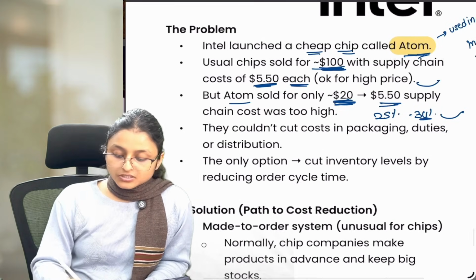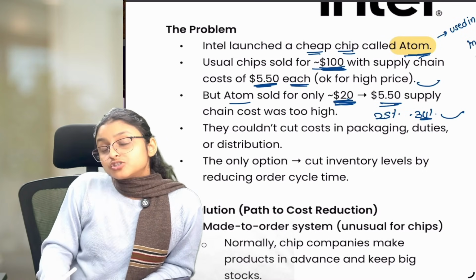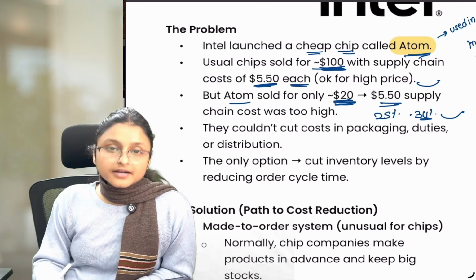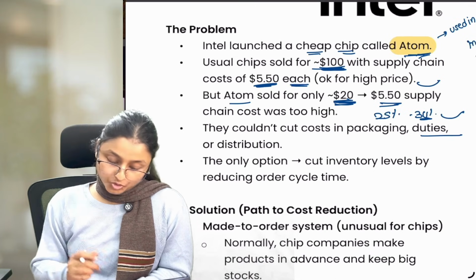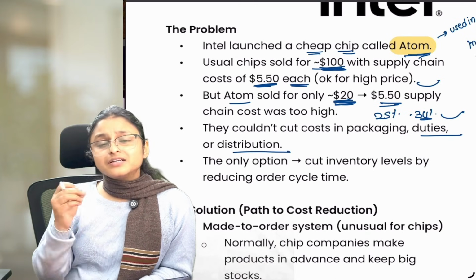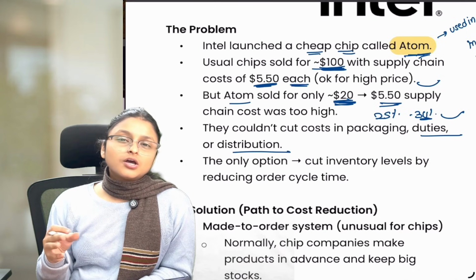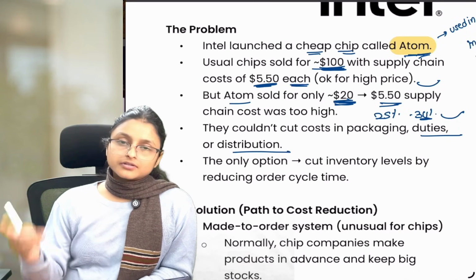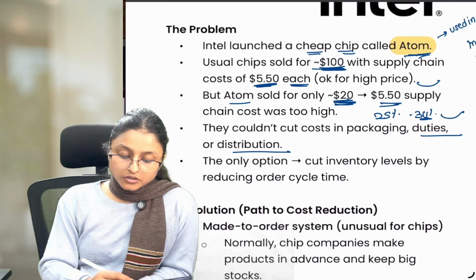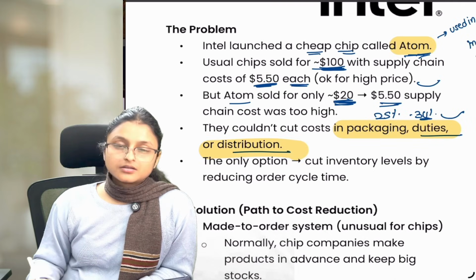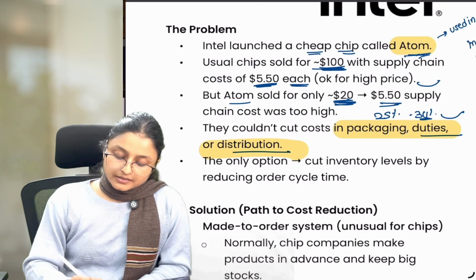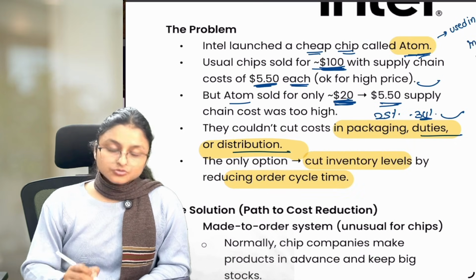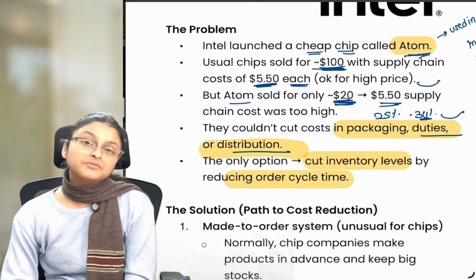They couldn't cut cost in packaging. In these chips also, they can't reduce the packaging, they can't reduce the duties or the after sales support they provide, they can't make the distribution inefficient or inconvenient for the customer. They have to do all of these in a great manner. So the only option which was left with them was they can cut the inventory levels by reducing order cycle time. Now what does that mean?